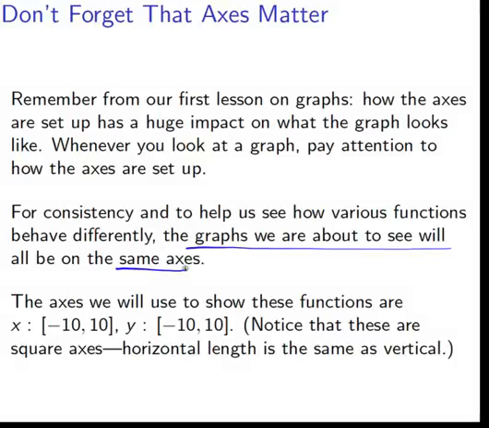We'll see them all with the x horizontal from negative 10 to 10, and the vertical from negative 10 to 10. And notice that these are square axes. The length of the horizontal is the same as the vertical length. So it's not going to give any sort of weird curving to it. We won't be squishing the picture from its natural shape. So these axes will help us see how each one of these compares to the other. We'll have a general template to understand how the shape of this one is different from the shape of this one, different from the shape of this one. All right, let's get going.